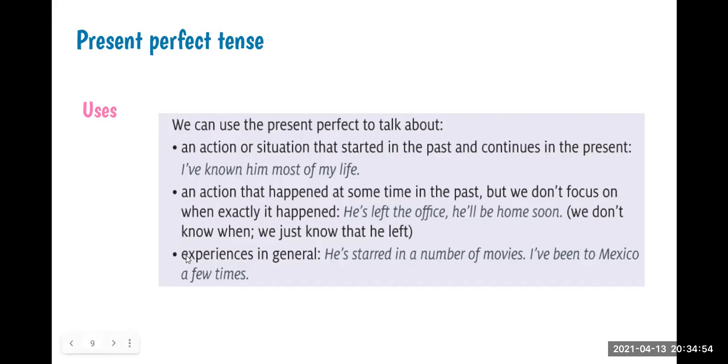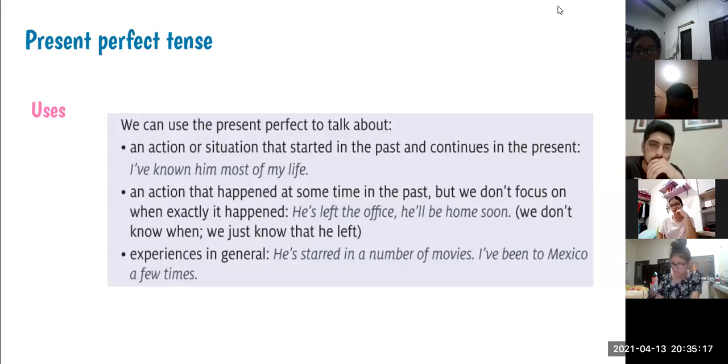Then we have here experiences in general. We use the present perfect to talk about experiences in general. For example, I have starred in a number of movies. I have been to Mexico a few times. I have visited the museum. I have gone to this place. So to talk about experiences, okay?